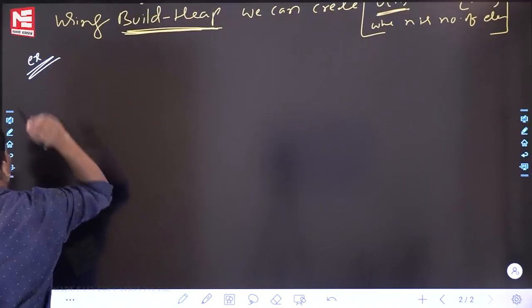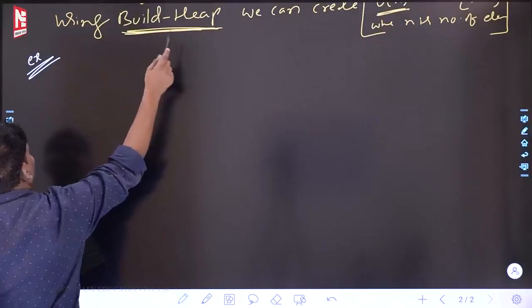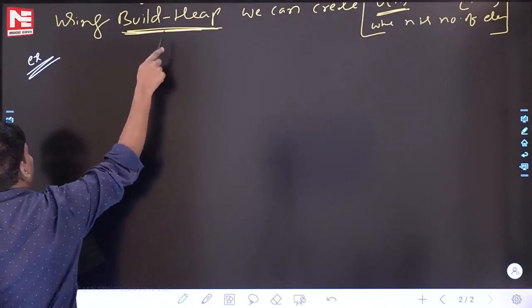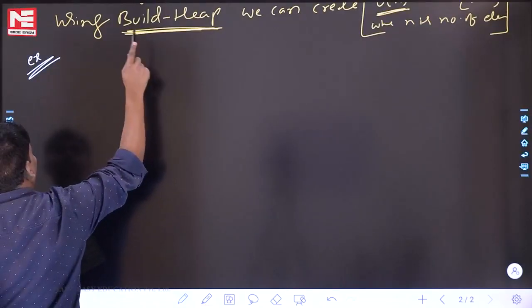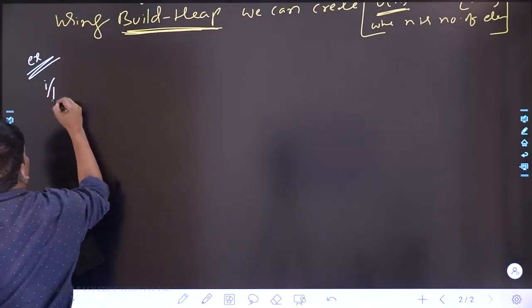See the answer now. One example I am giving. Can you help me now? If you want to create min heap or max heap using build heap method, what is the input? Input should be one array. Array with n elements required. See the input, an array with n elements.